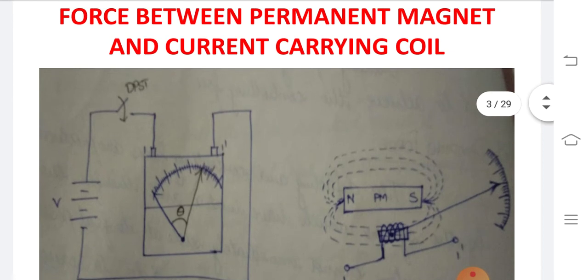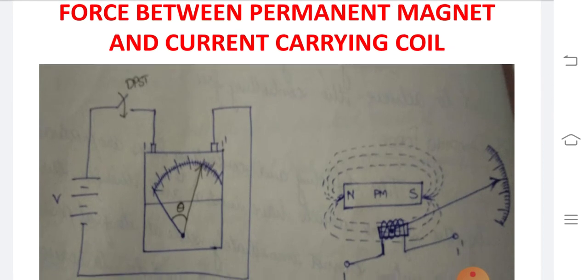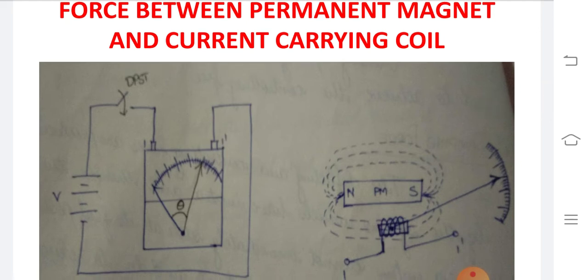So here you can see the figure in which PM represents the permanent magnet, and it has a north pole and a south pole. These dotted lines represent the magnetic lines of force, and an iron bar is taken and wound with a copper coil. If the electric current is passed through that copper coil wound over the iron bar, that iron bar behaves as an electromagnet. Since a pointer is attached to it, this iron bar is attracted towards the permanent magnet.